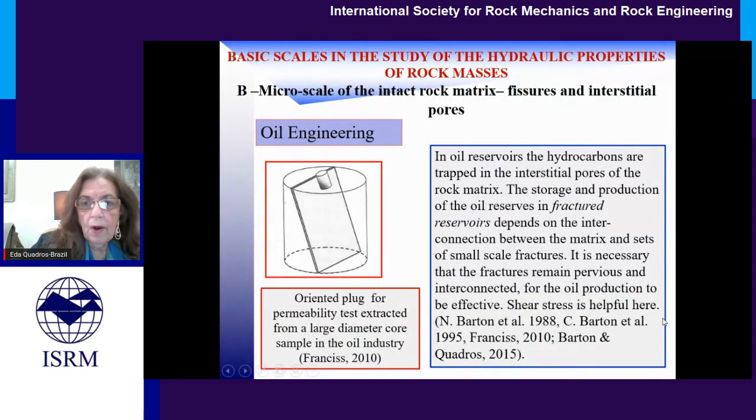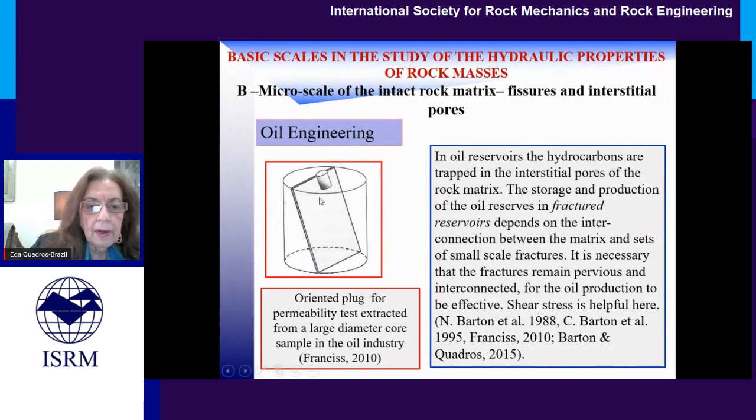In oil reservoirs, the hydrocarbons are trapped in the interstitial pores of the rock matrix. The storage and production of the oil reserves in fractured reservoirs depends on the interconnection between the matrix and sets of small-scale fractures. It is necessary that the fractures remain pervious and interconnected for the oil production to be effective. Shear stress is helpful here.